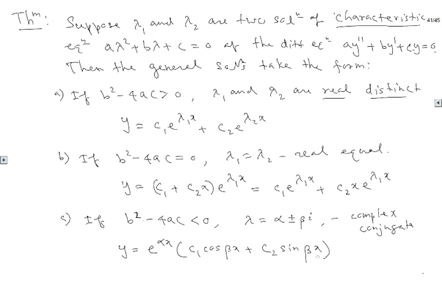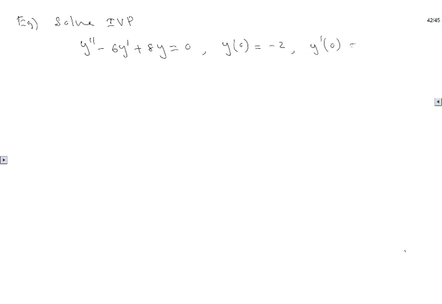So this is a very powerful result, and we can use it a lot, so it would be better to remember this part. As the first example, let's solve the initial value problem. An initial value problem is a differential equation with initial conditions. So y double prime minus 6y prime plus 8y equals 0, along with y(0) equals -2 and y prime (0) equals 6.